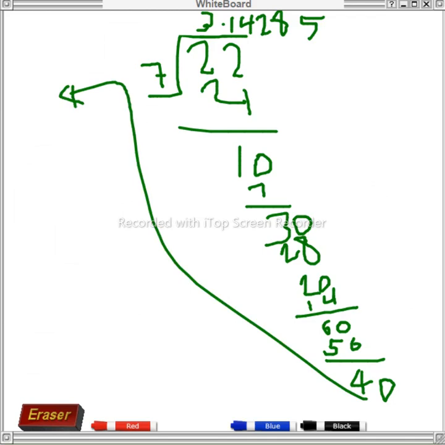40 divided by 7. 5 times 7 is 35. When we subtract 35 from 40, we will get 5. 5 is not divided by 7, so we will give 0. 50 divided by 7, we will get 7. 7 times 7 is 49. When we subtract 49 from 50, we will get 1. 1 is not divided by 7, so we will give 0.